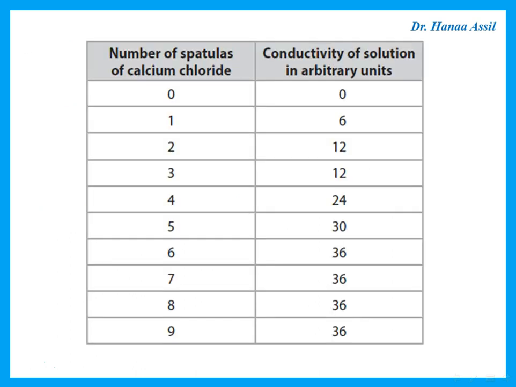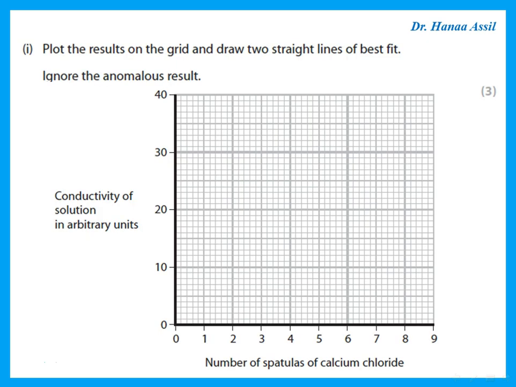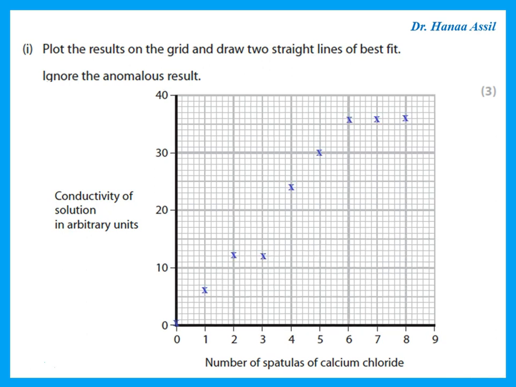The table shows the students' results. So these are our results, and we're supposed to plot the results on a grid. So when you plot the results of that table, of course, we plot with X's. And then he says, remember, when you plot a graph, you have to check, is he telling me to join it in a specific way?